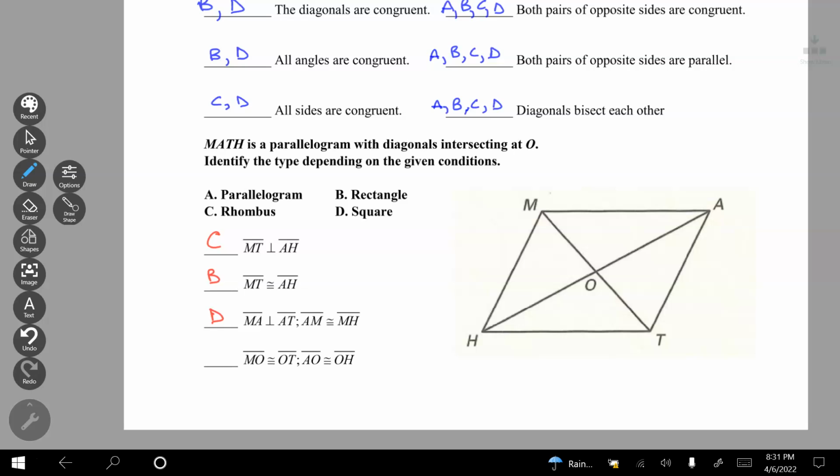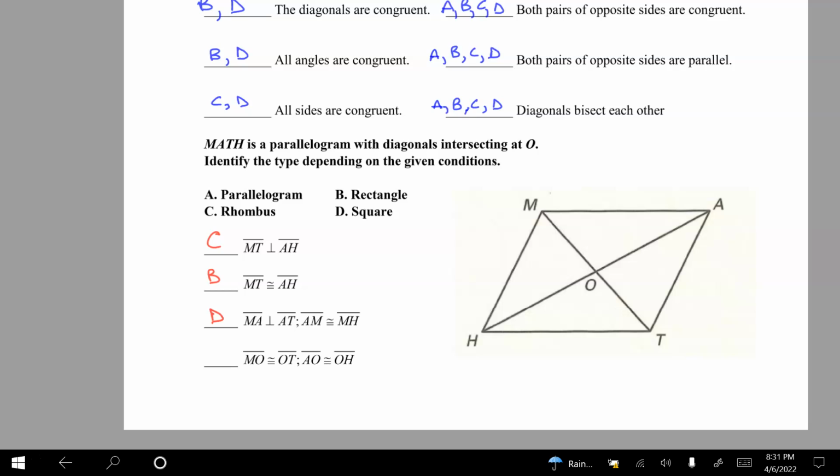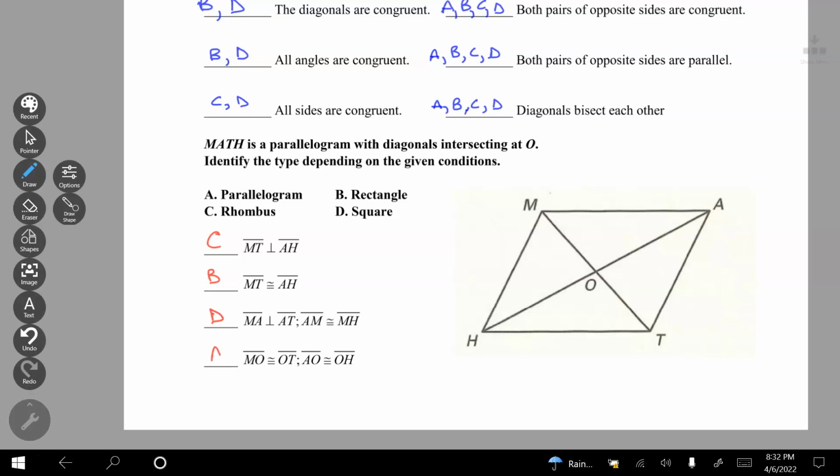And then finally it says MO and OT are congruent, and OA and OH are congruent. That means the diagonals are bisecting each other. And even though that happens in all the cases, if that's the only thing that's going on, that's just a parallelogram.